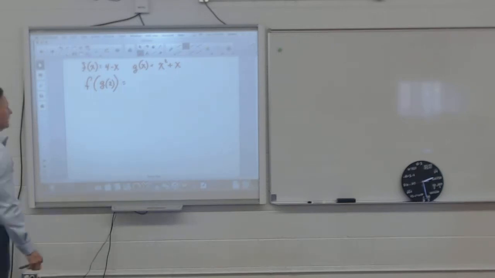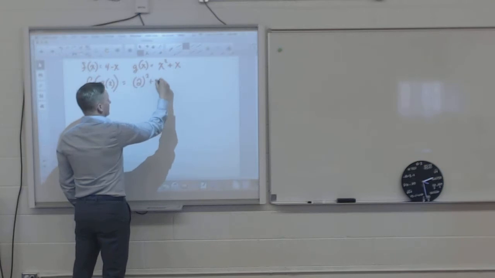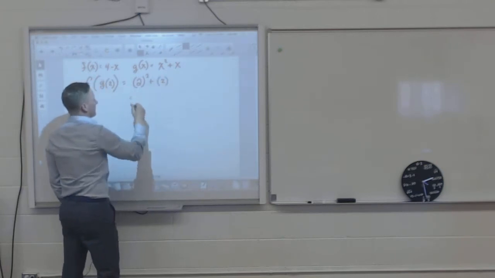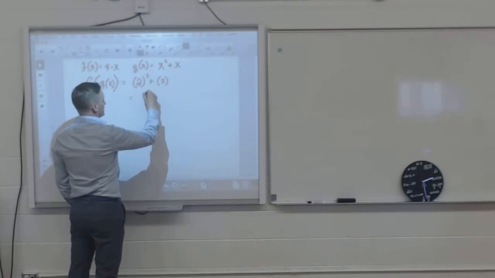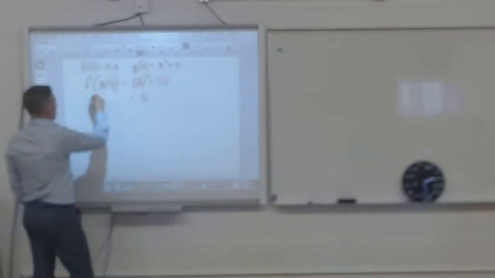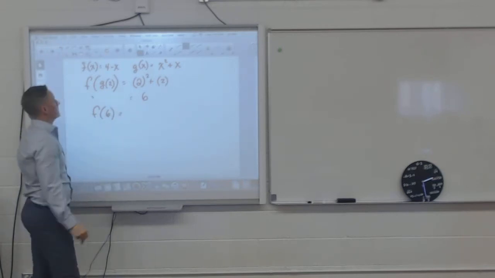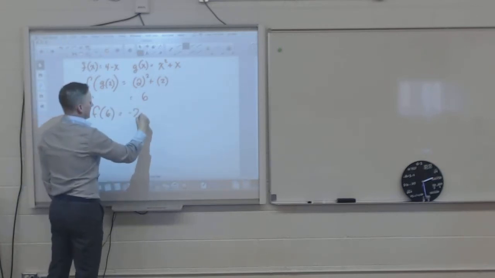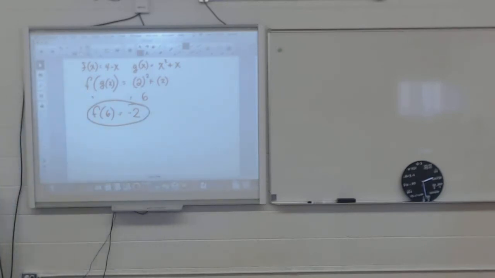Yeah, that's right. So I put it in here, so that becomes 2 squared plus 2, which gives me 4 plus 2, which is 6. So now I need to find out what f of 6 is. Put that up there, and I get negative 2. That's composition of functions. Start inside, work to the outside. Very simple. Questions?